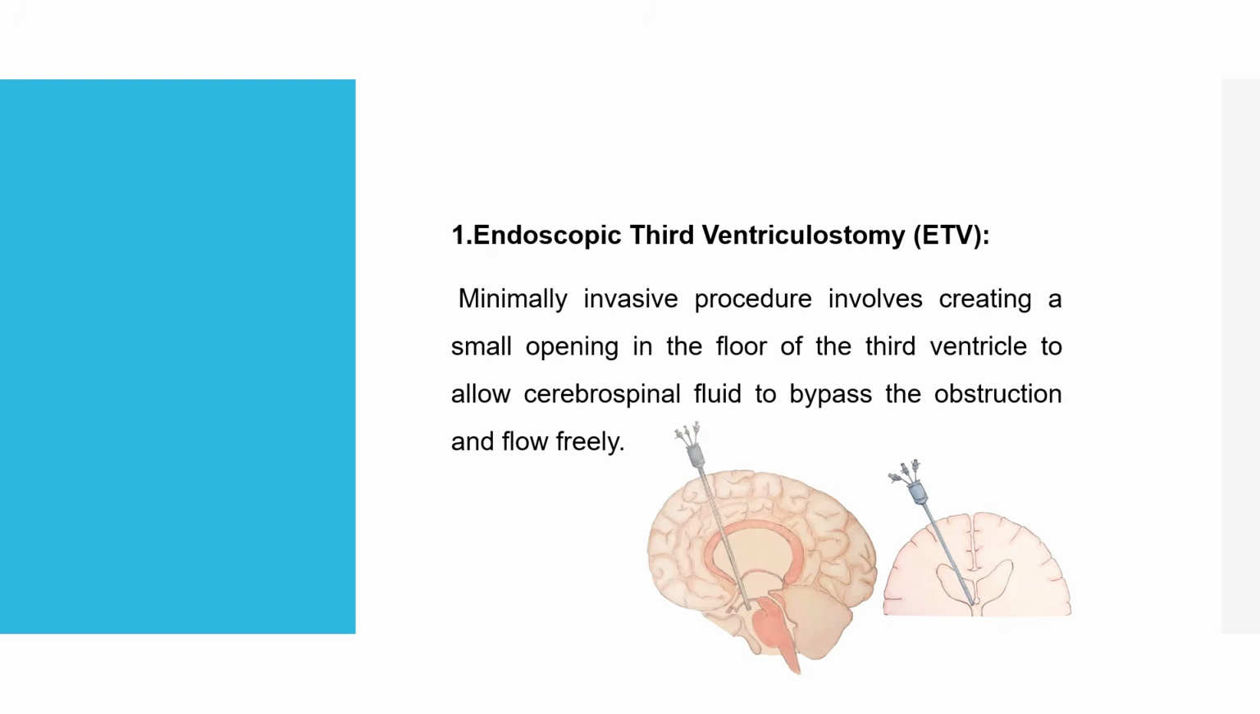Another method is the endoscopic third ventriculostomy. It is performed when the hydrocephalus is due to an obstruction. It is a minimally invasive procedure where a small opening is created in the floor of the third ventricle so that it allows the CSF to bypass the obstruction and flow freely.